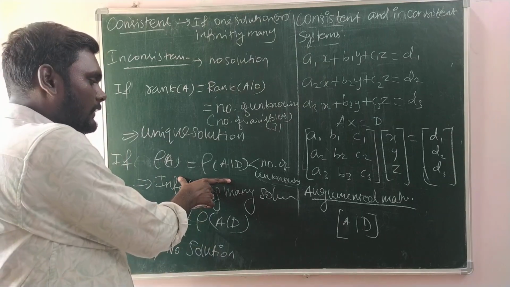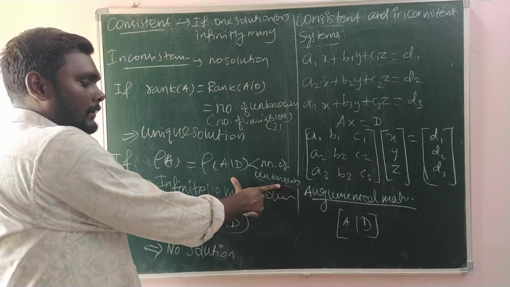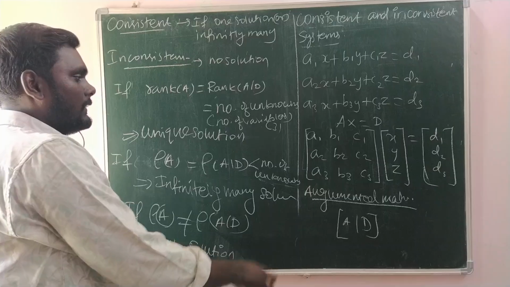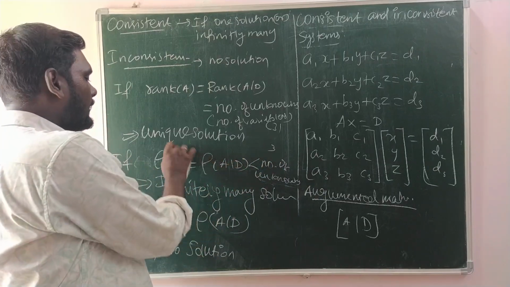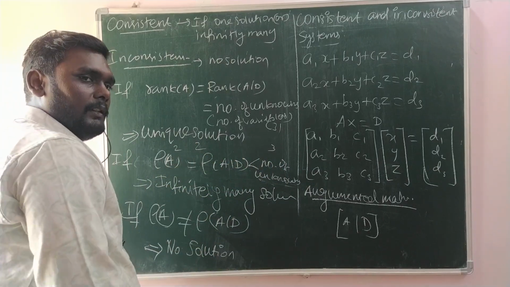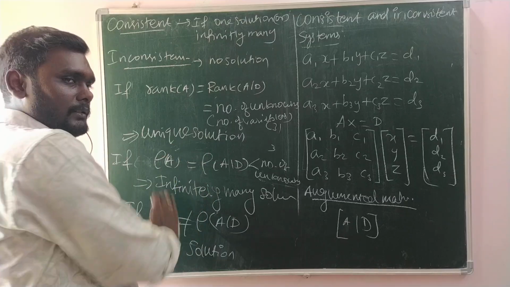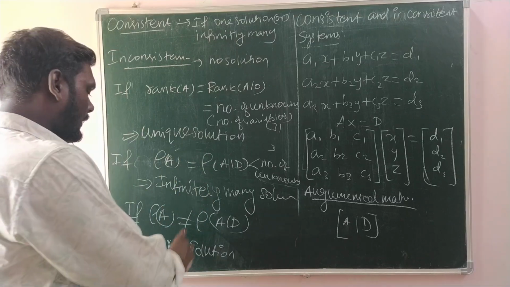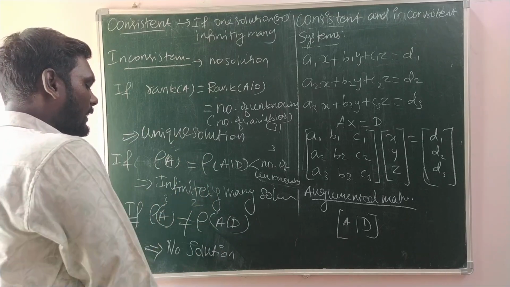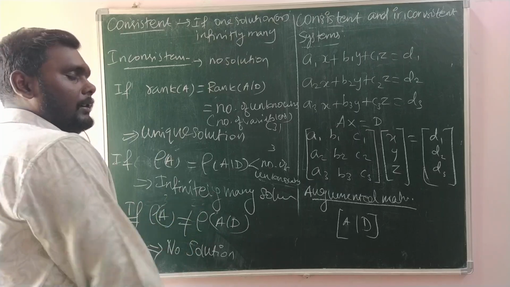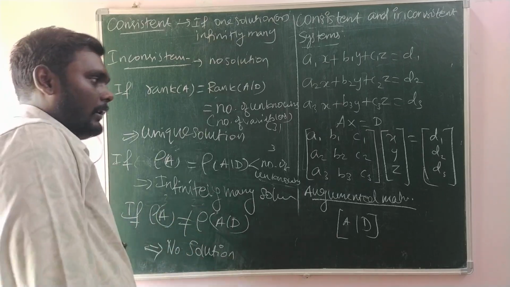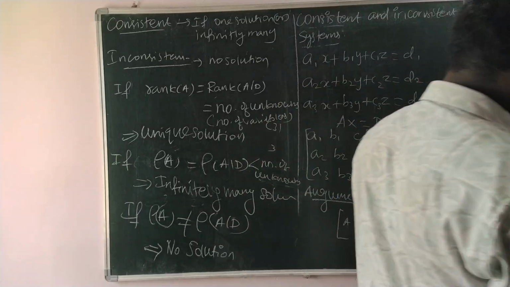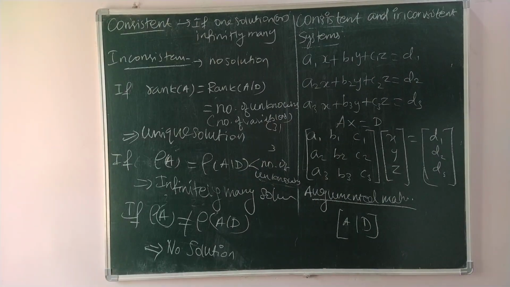And if those two ranks are equal and less than the number of unknowns, for example here 3, and the rank is coming as 2, we can say it has infinitely many solutions. And if they are not equal, for example here rank 3 is coming and here rank 2 is coming, then there will be no solutions. That is it. Now based on this, we will solve one question. Do you have any doubts on this?